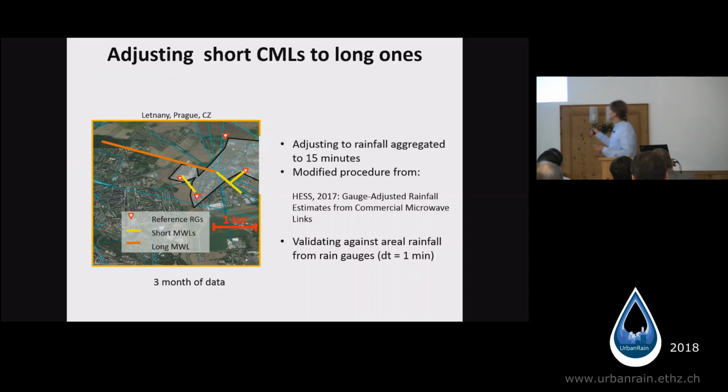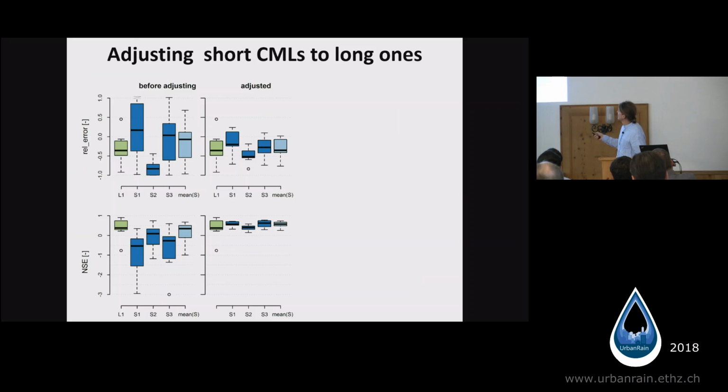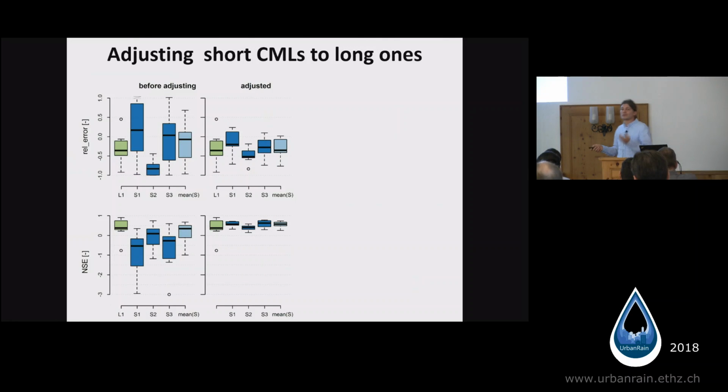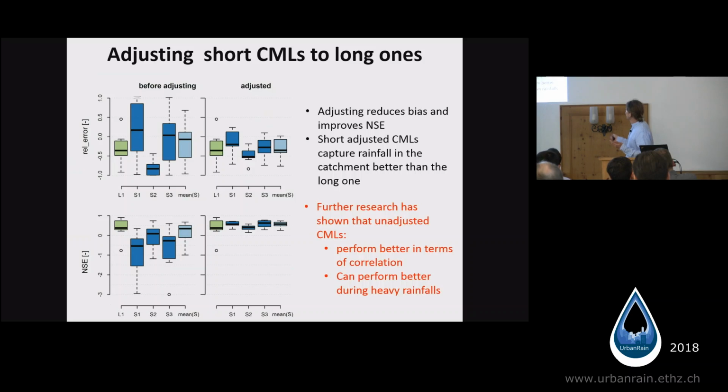And we tried the same using, instead of these remote rain gauges, just one longer link. And actually, when you look at the relative error, we are able to reduce this relative error of those short links in the catchment by adjusting it to this long link. These box plots show results for each of the 13 rain events, and if we take the mean of those short links, it's even better. In terms of Nash-Sutcliffe index, we get better values than the values of a long link when compared to this areal rainfall. But we actually identified with some recent research quite a big problem in this procedure, and we found out that these unadjusted short microwave links capture much better the correlation patterns than those adjusted.